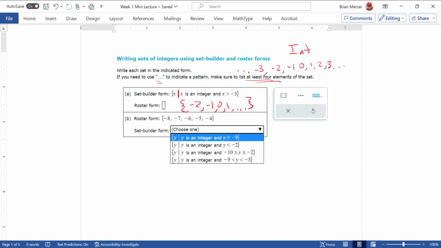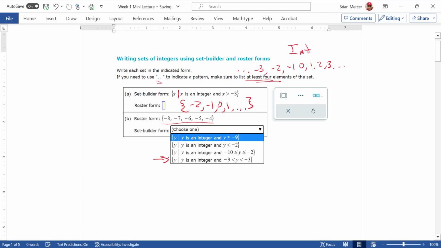This next one, you're given the roster form and you're asked to write the set builder form, but it gives you a drop down, a multiple choice. So the roster form here is -8, -7, -6, -5, and -4, and that's it. No dot, dot, dot, so that means it doesn't continue. And we have to look at it and say, well, it's definitely not greater than or equal to -9. It's not just less than -2. It's not between -10 and -2. And then that last one, -9 less than y less than -3, so that means greater than -9 and less than -3. So it actually turns out to be that one.